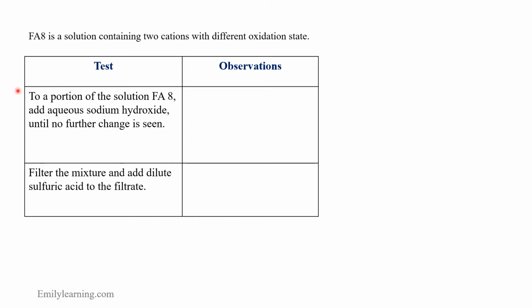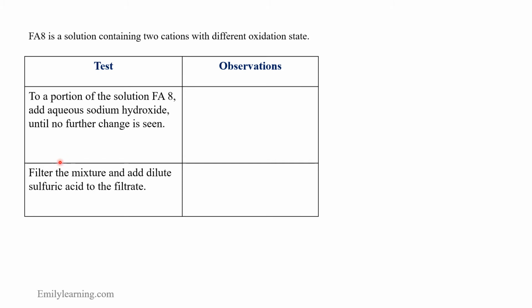You notice that in the first part, you are supposed to add aqueous sodium hydroxide until no further change is seen. In other words, you are supposed to add dropwise to look out for the precipitate, then add excess until you see no change. So until no further change is seen, this step is to check whether the precipitate is soluble in excess sodium hydroxide or not.